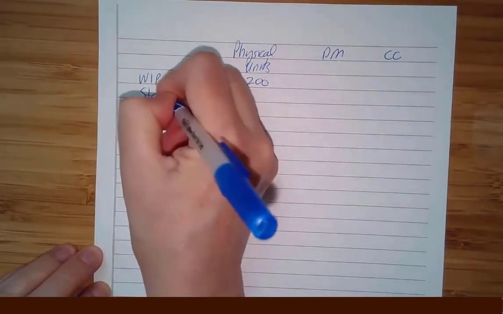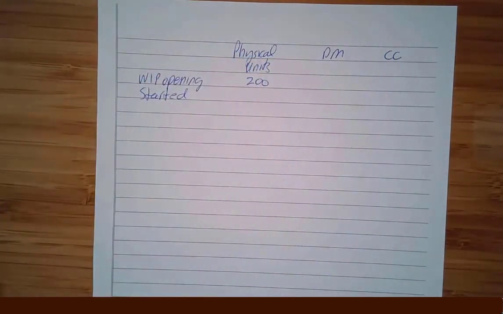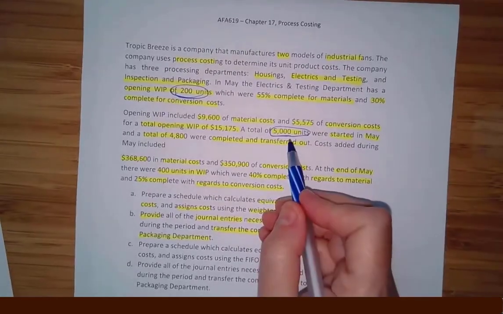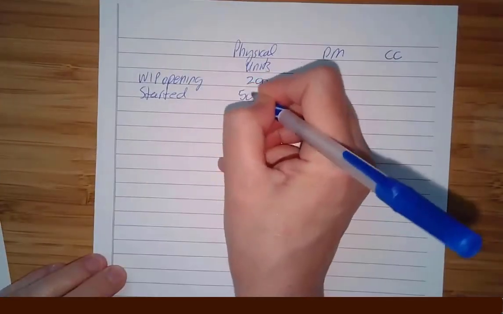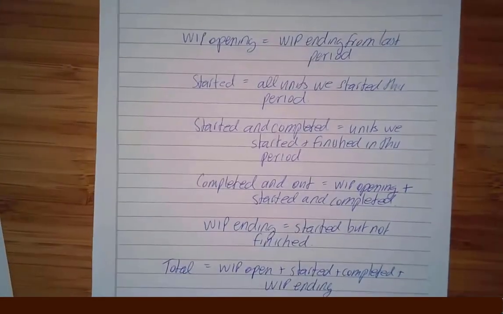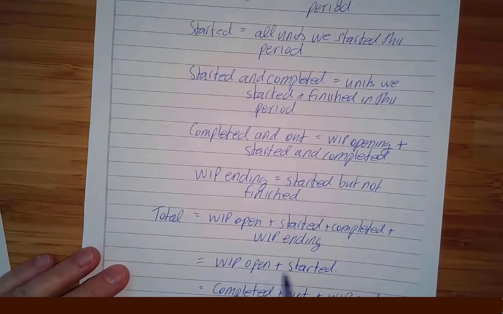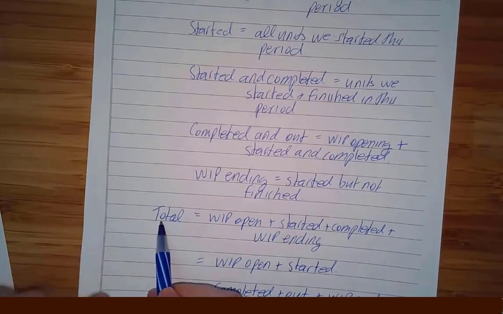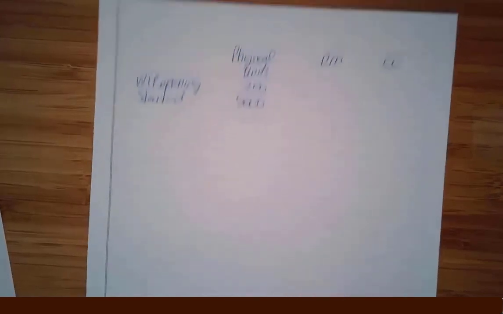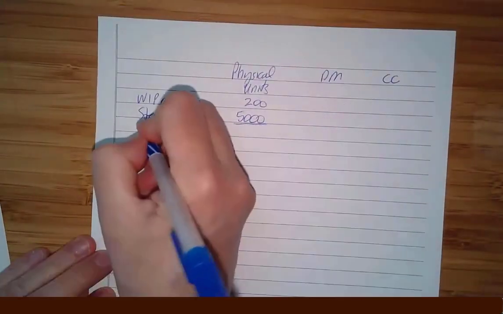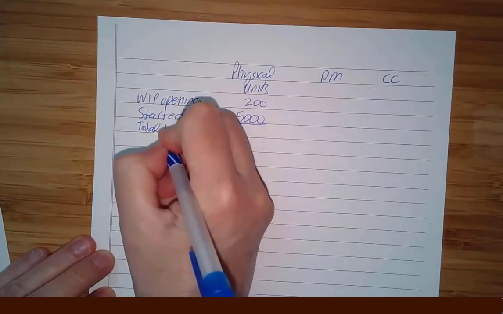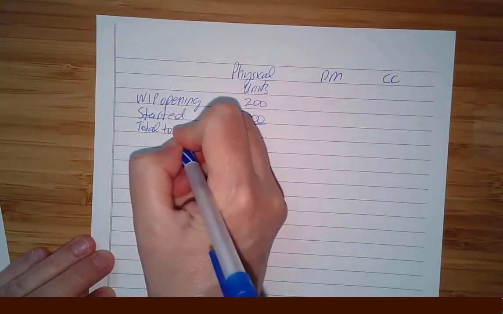Plus, if I add into that what's started, and wait, we'll look at what's started. 5,000 units were started in the month of May. As you can see from my information right here, if we've got work in progress opening plus started, that is equal to the total number of units. So this is equal to total. These are the units that I have to account for.